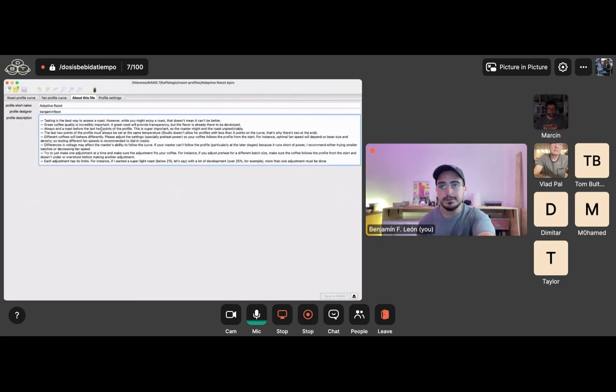Green coffee quality is very important. It's the most important thing that we don't really control that much. We can pay a premium for more expensive, usually better quality coffee. And a great roast will provide transparency, but the coffee is the coffee by itself.